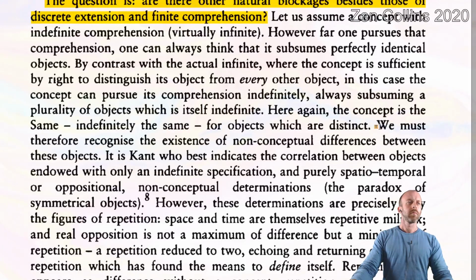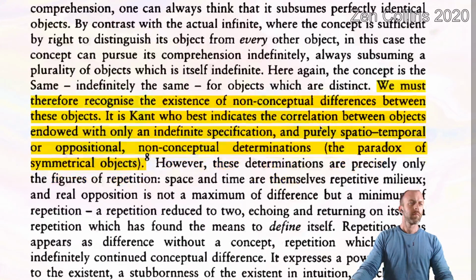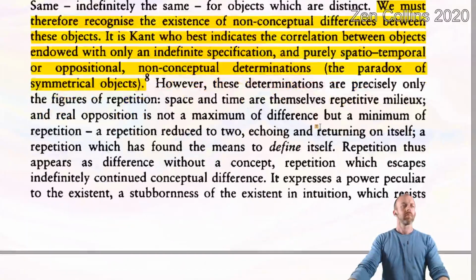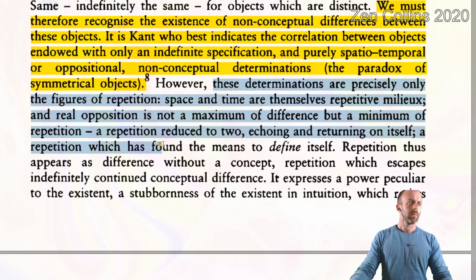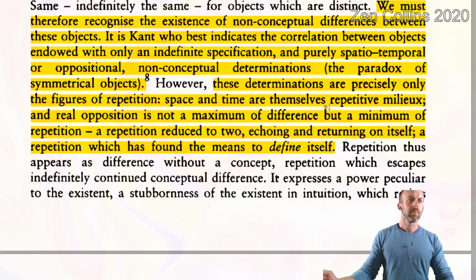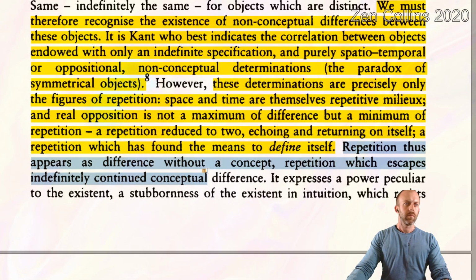It is Kant who best indicates the correlation between objects endowed with only an indefinite specification and purely spatio-temporal, or oppositional, non-conceptual determinations, the paradox of symmetrical objects. However, these determinations are precisely only the figures of repetition. Space and time are themselves repetitive milieux. And real opposition is not a maximum of difference but a minimum of repetition, a repetition reduced to 2, echoing and returning on itself, a repetition which has found the means to define itself. Repetition thus appears as difference without a concept, repetition which escapes indefinitely continued conceptual difference.